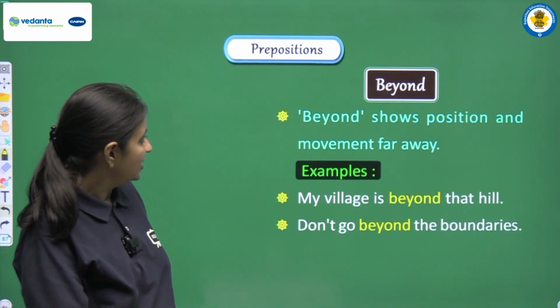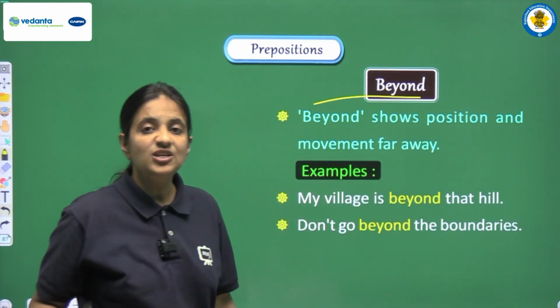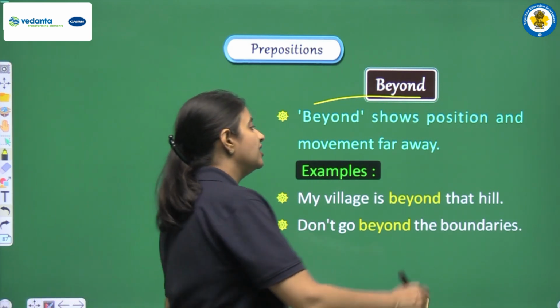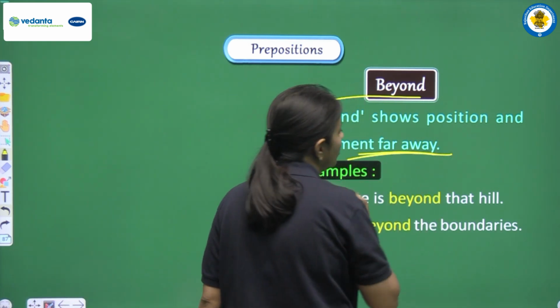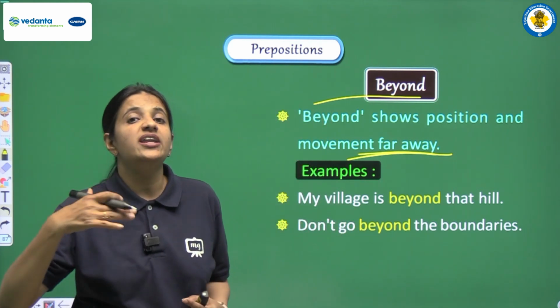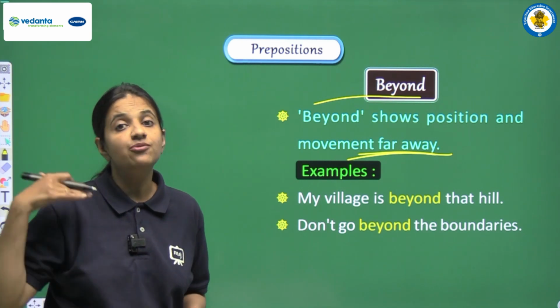Okay. We have another preposition, that is beyond. So let's see the uses of beyond. Beyond shows position and movement, and where, far away. So with the help of beyond, we can show the position that is very far away. We can show the movement that is going on very far away.